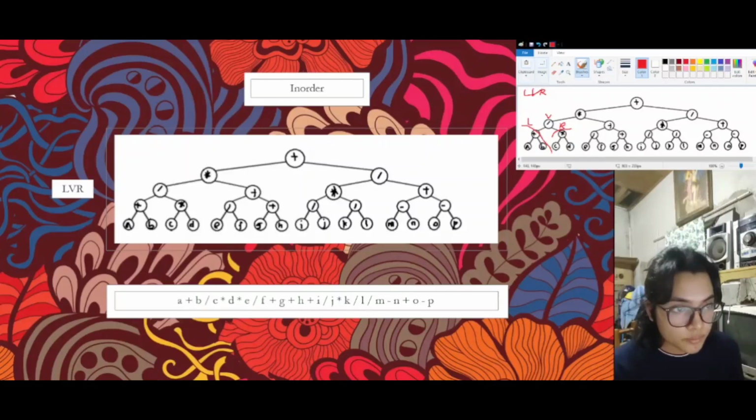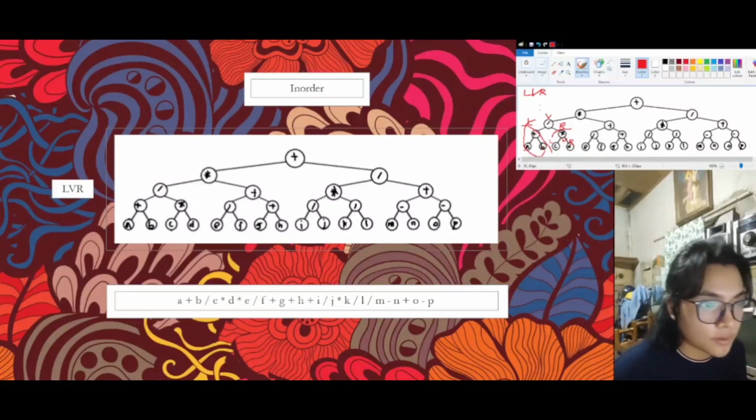We're going to proceed with this right, and when we do, we're going to check the leftmost node. Since the leftmost node is C, we're going to have C first, then the parent node, and then this is going to be our right. So that's L, V, and R again. What happens here is the same thing that happened to this one, so it's going to be A plus B divided by C times D.